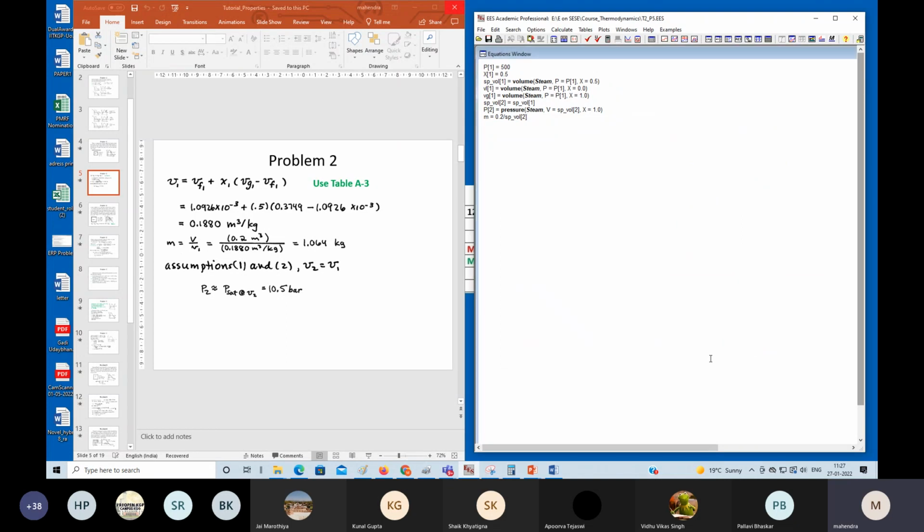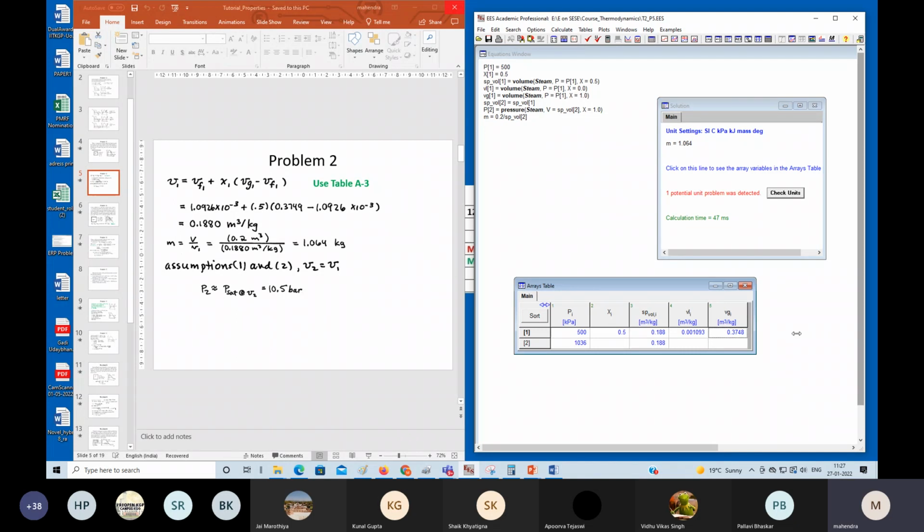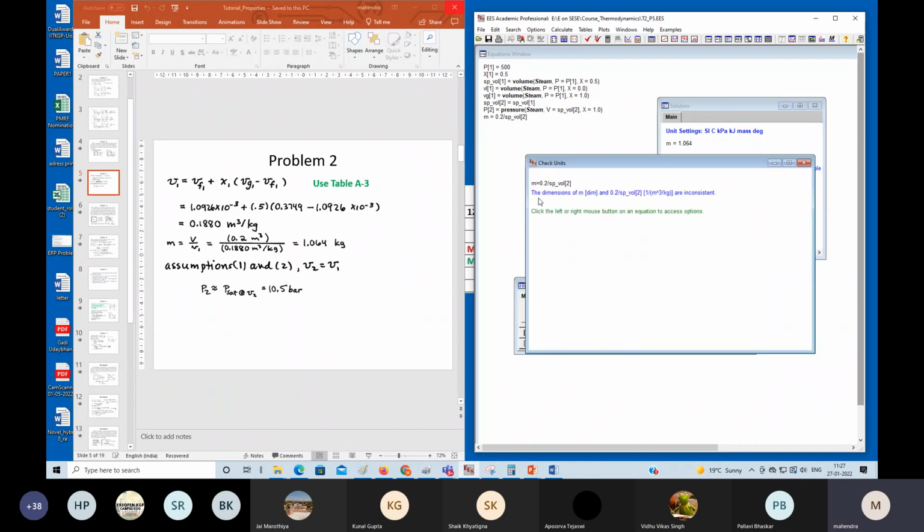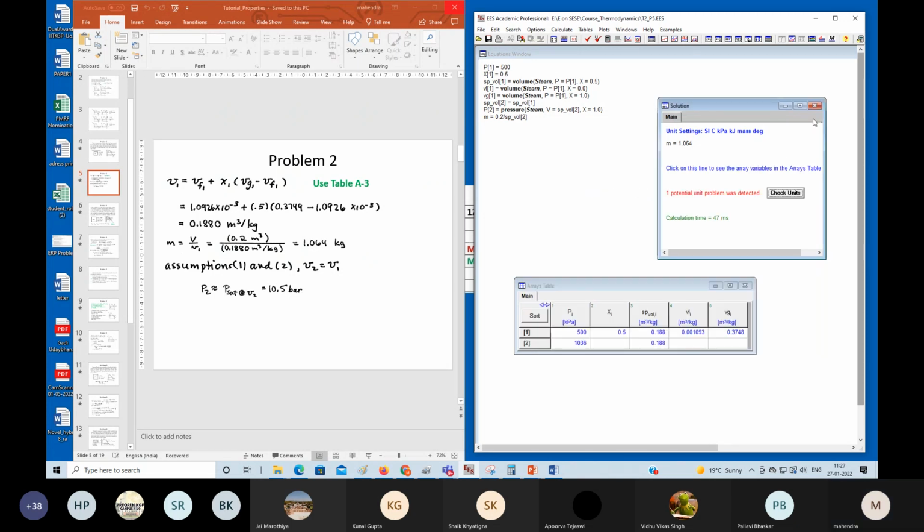And what is remaining? One potential problem. What was that? That was mass. Anyhow, this is the mass, so we need not worry about that. This is about problem number 1.